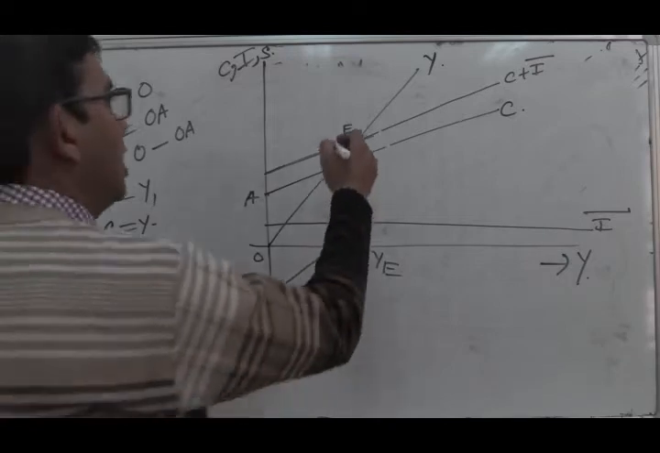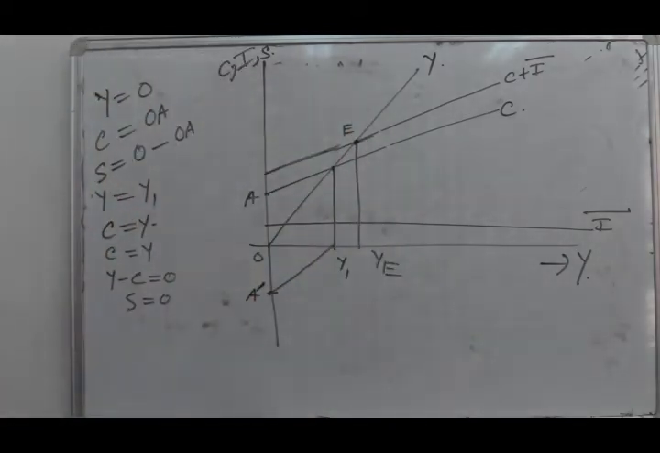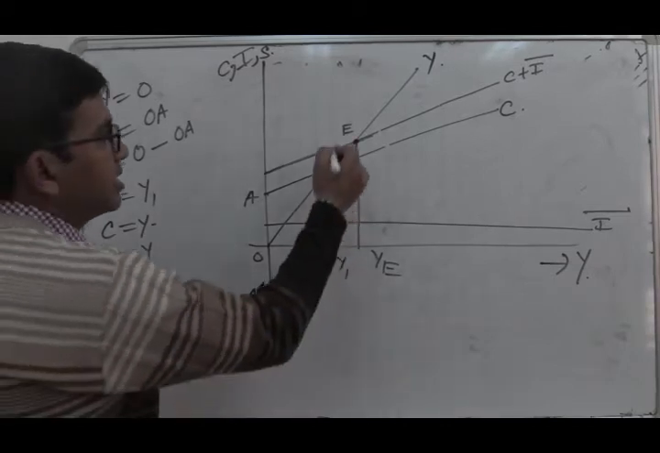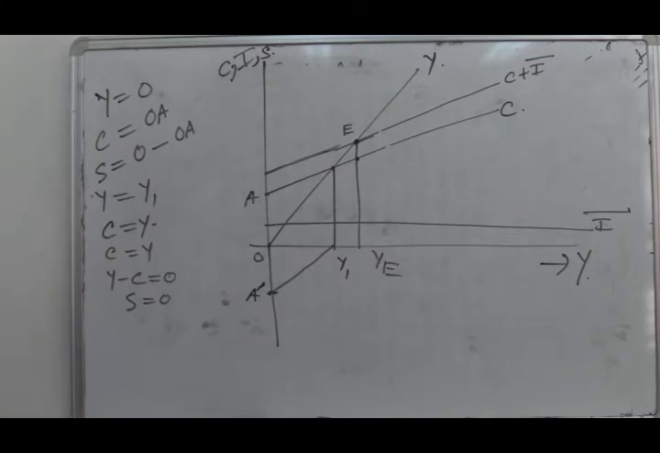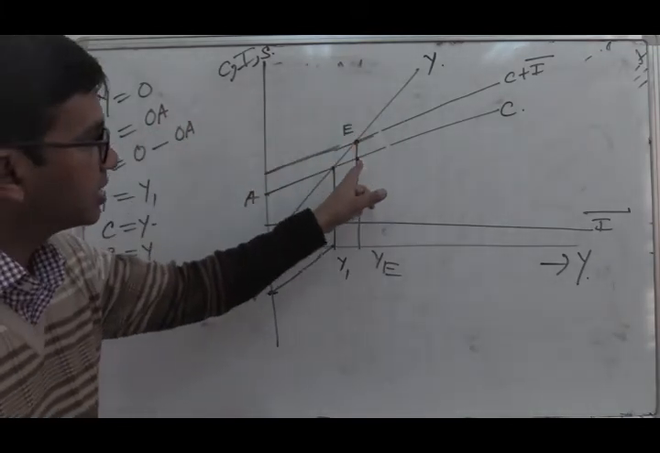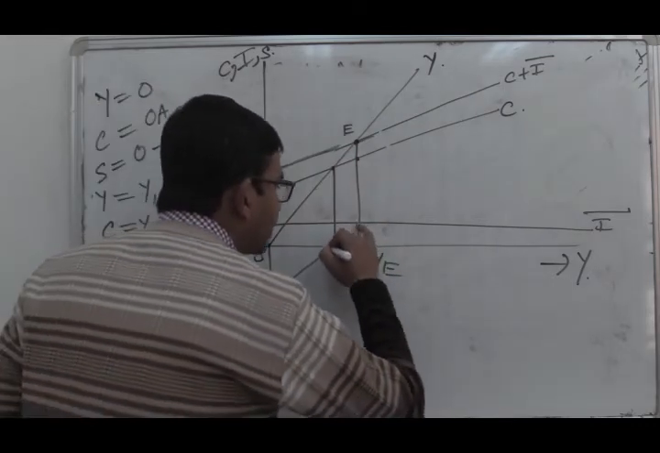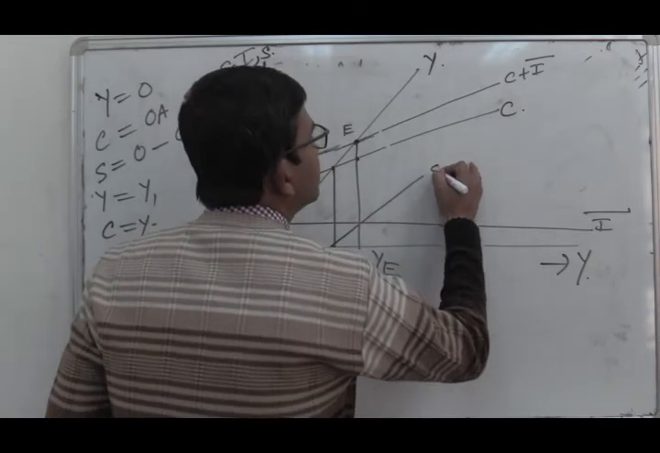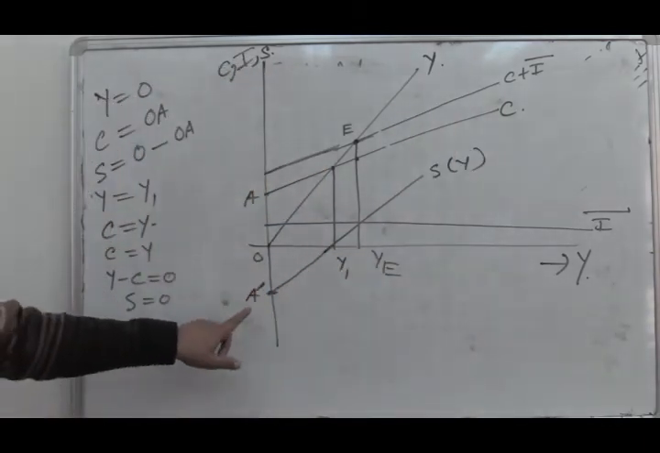Now, if we consider point E, at point E, this is the value of C plus I, and this is the value of consumption. So what makes the difference between aggregate income and consumption? That is private investment. So at this point, savings will be equal to private investment. So this is the savings function.